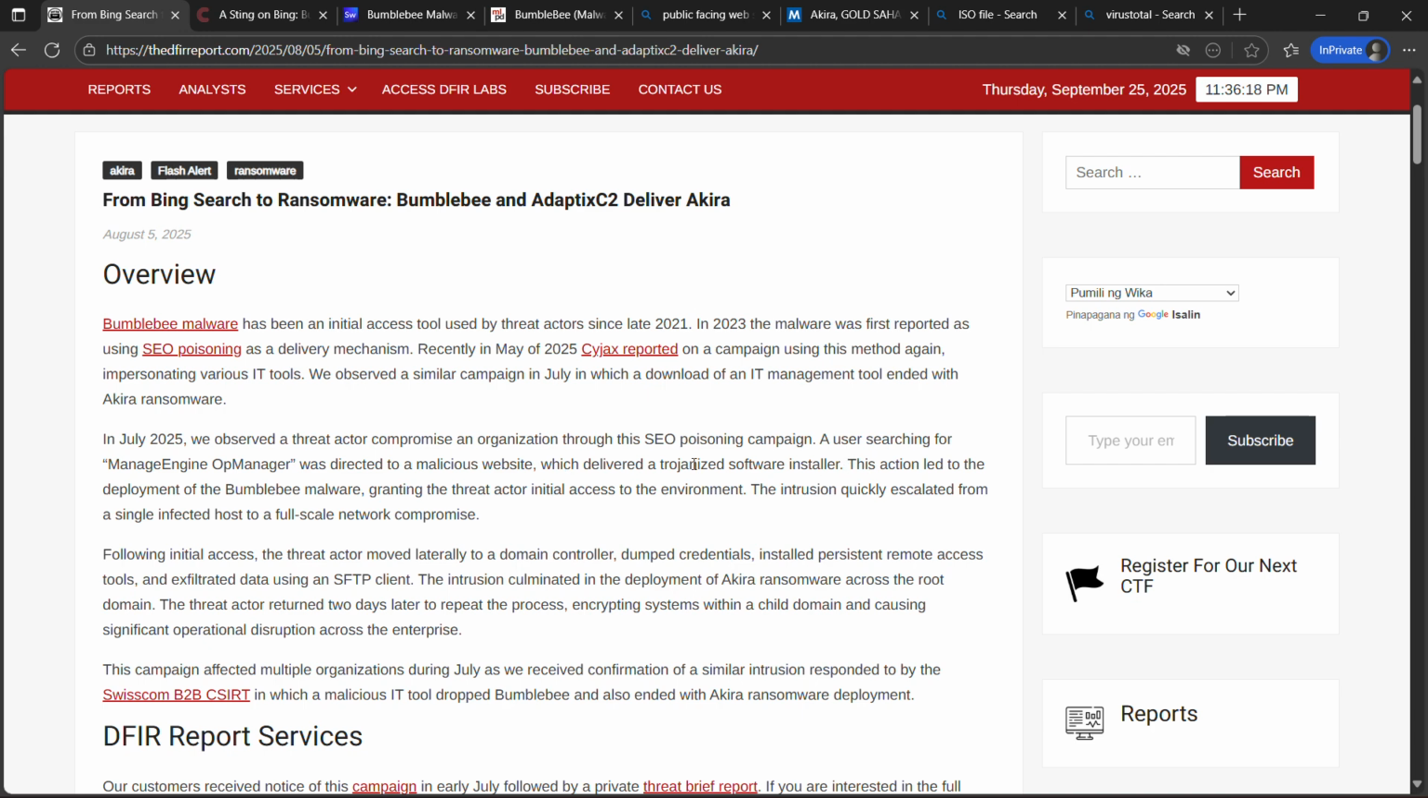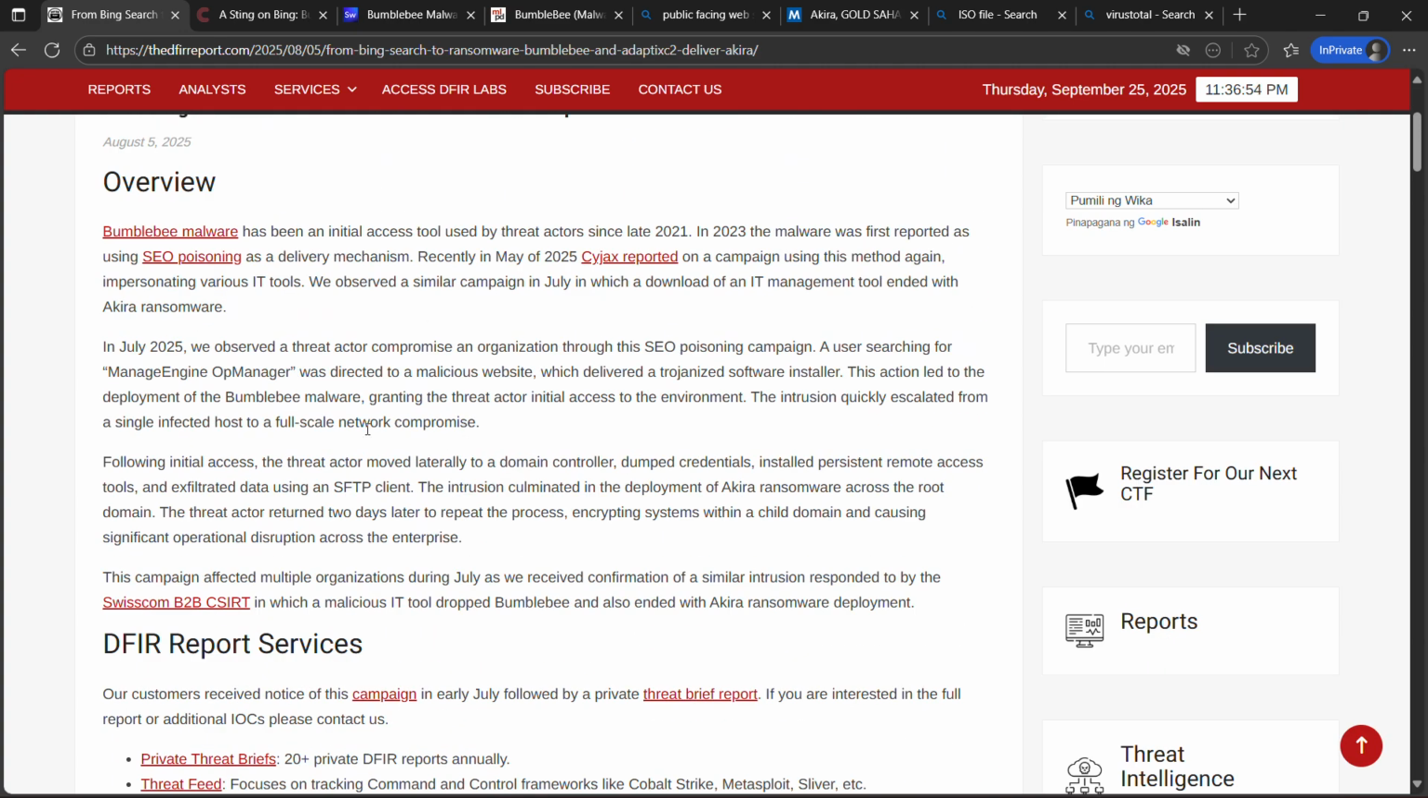This Trojanized software. This action led to the deployment of the Bumblebee malware. So basically, this search is made through the organization's network, right? This action led to the deployment of the Bumblebee malware, granting the threat actor initial access to the environment. The intrusion quickly escalated from a single infected host to a full-scale network compromise. Following initial access, the threat actor moved laterally to a domain controller, dumped credentials.